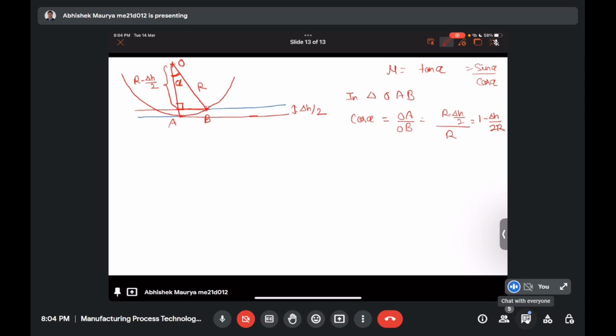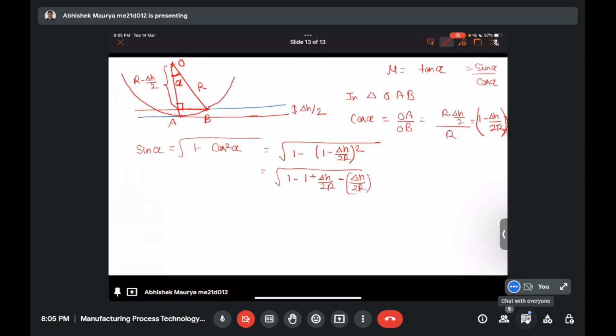Similarly, if you try to find out what sin alpha is, from the identity it is root over 1 minus cos square alpha. Now we already know what cos alpha is, so we will substitute it here. What we will get is root over 1 minus, substituting the value of cos alpha whole square. And if you solve it, what we will get is root over 1 minus 1 plus delta H by R minus delta H by 2R to the whole square.